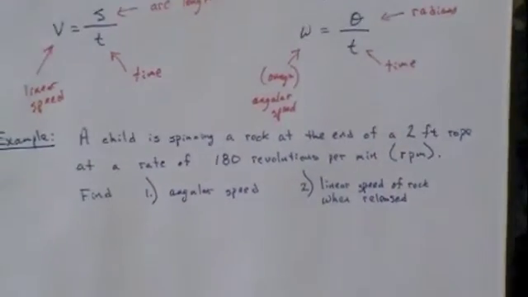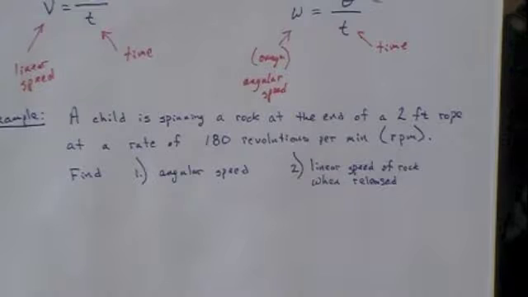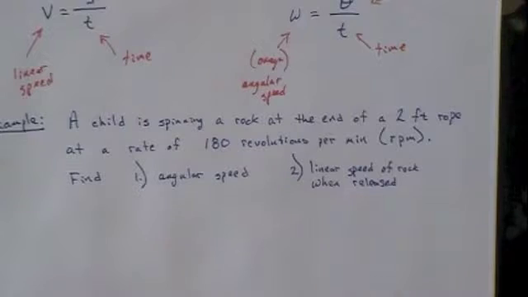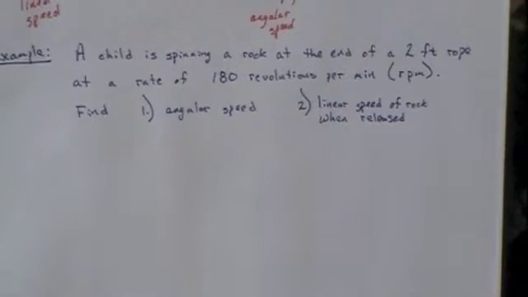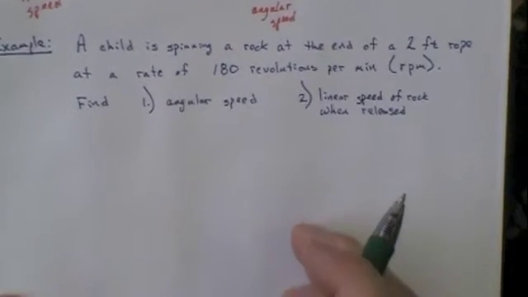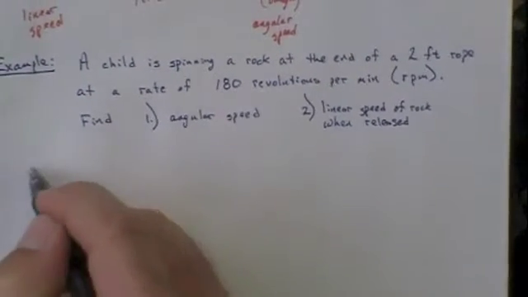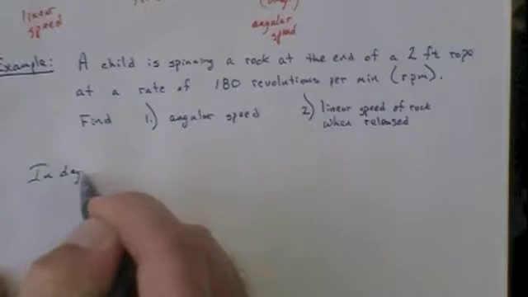Okay, so for a problem like this, a child is spinning a rock at the end of a 2-foot rope at a rate of 180 revolutions per minute. So we can find the angular speed as well as the linear speed of the rock when it is released. All right, so let's start off with the first part here. We're going to solve these in degrees, because we can solve this 2 different directions. We could solve in degrees or in radians. So let's start off in degrees.